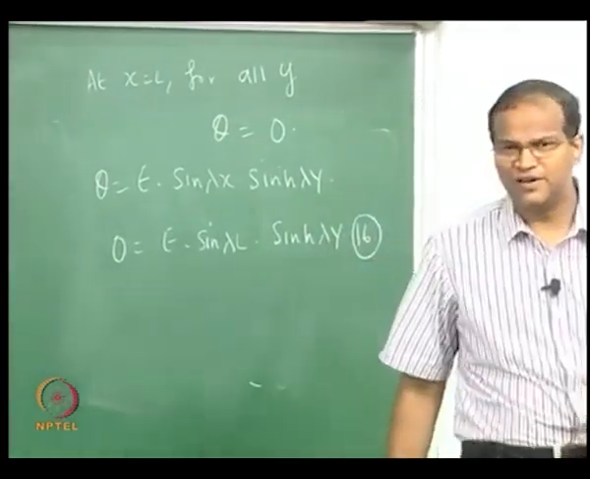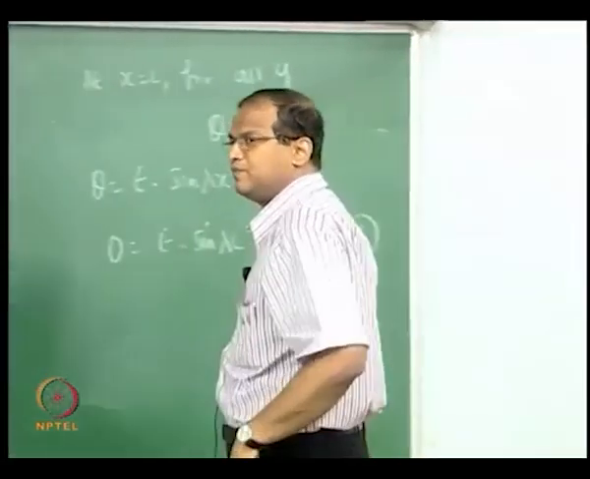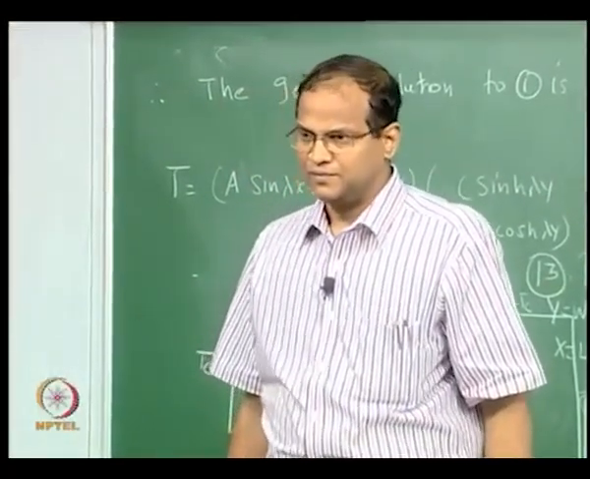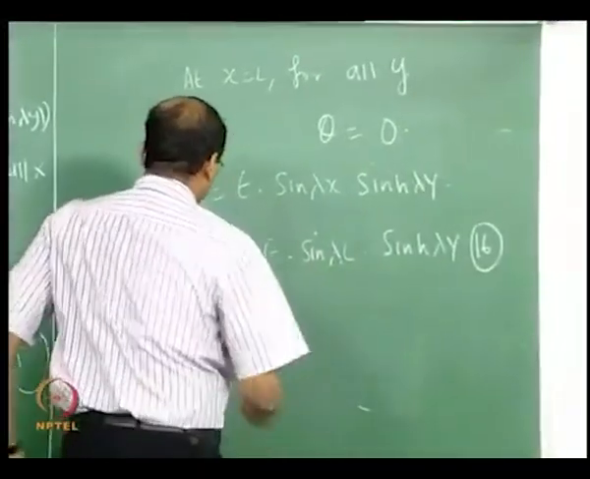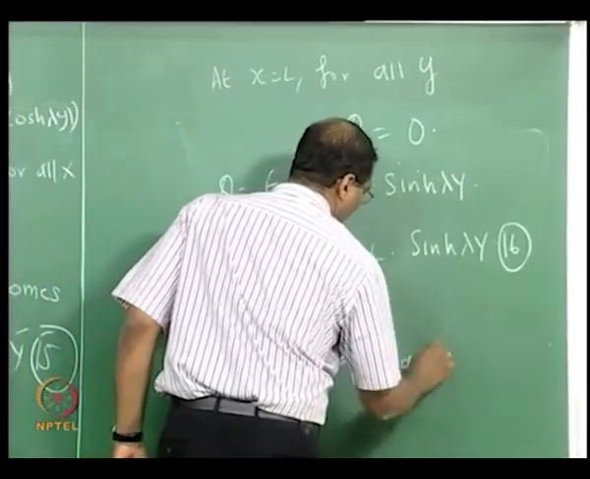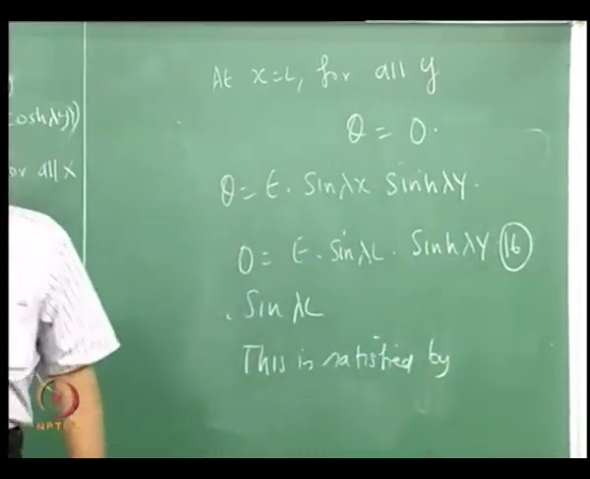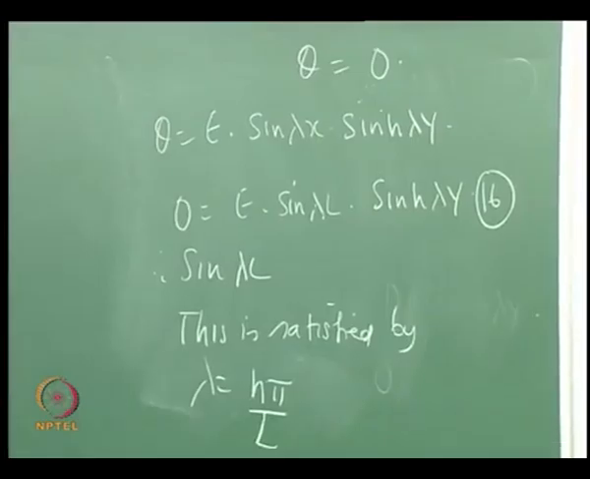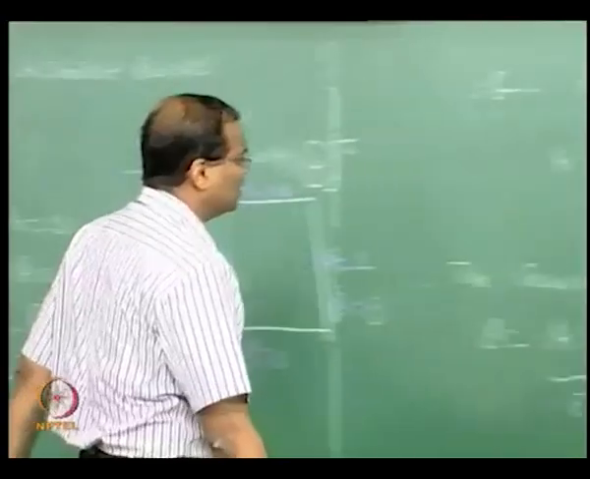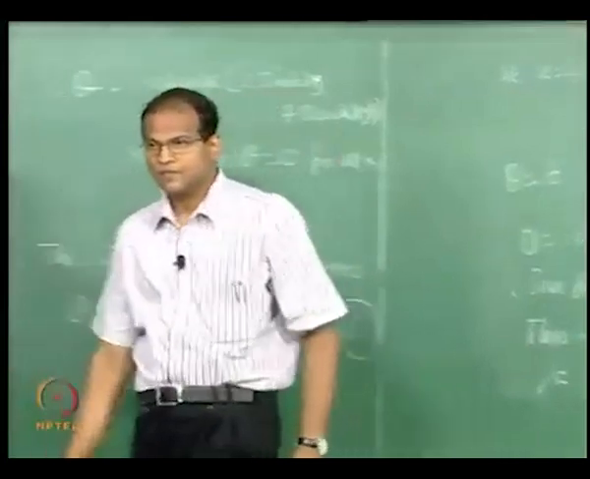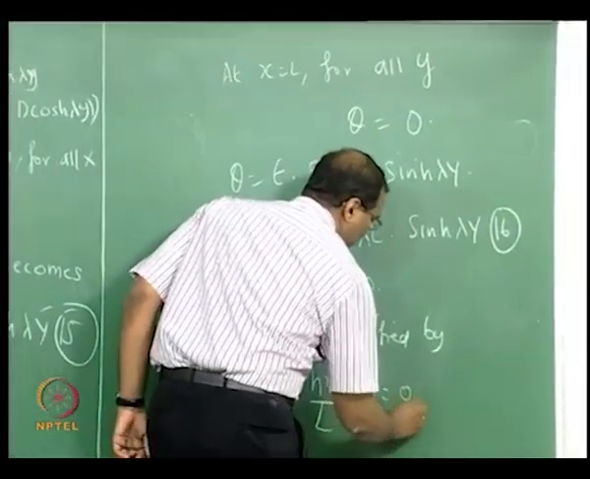This unfortunately is satisfied by an infinite succession of values, where lambda is given by n pi by L. Sin 0, sin 180, sin 360, sin 540, sin 720 are all 0, where n varies from 0, 1, 2, 3 and so on.